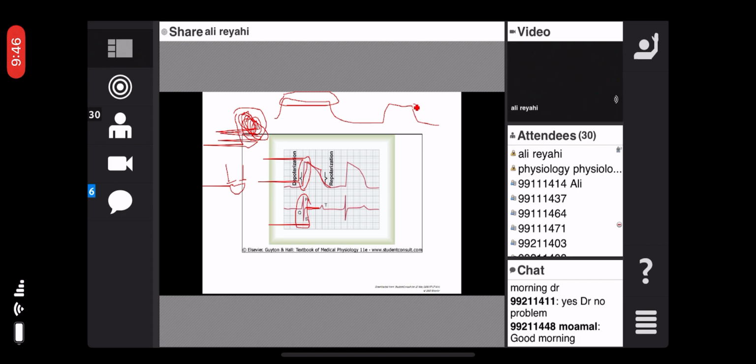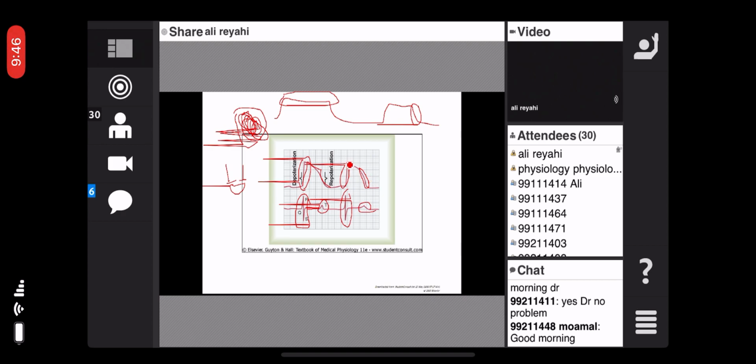And when the cells start to repolarize, again between two electrodes on the chest wall, we have a current, and this current will record the T waves. And this pattern repeats again and again: P waves, QRS complex, T waves, due to depolarizations and repolarizations.